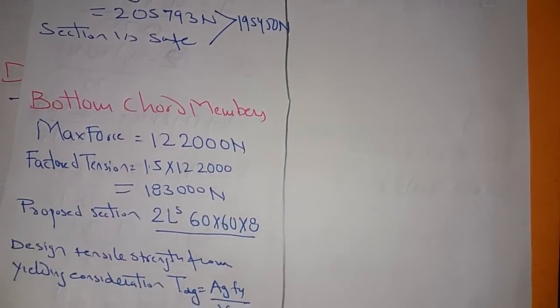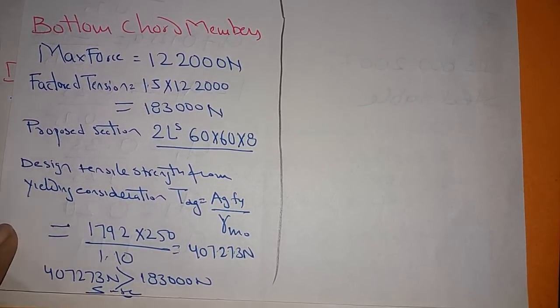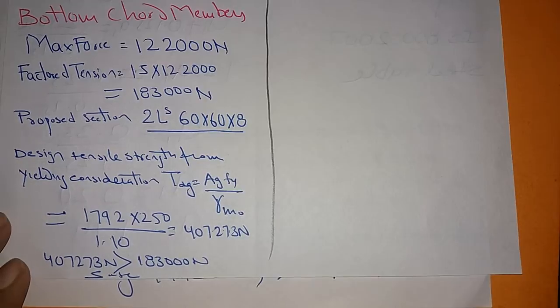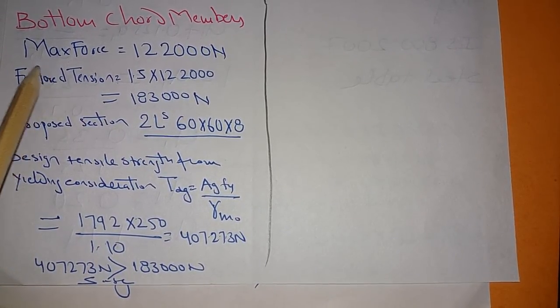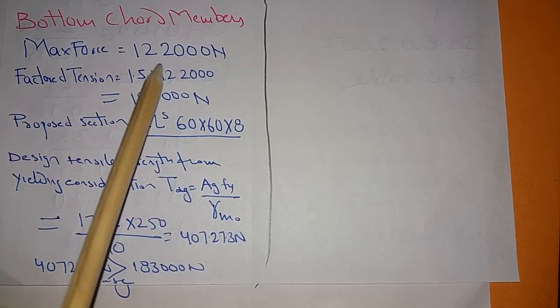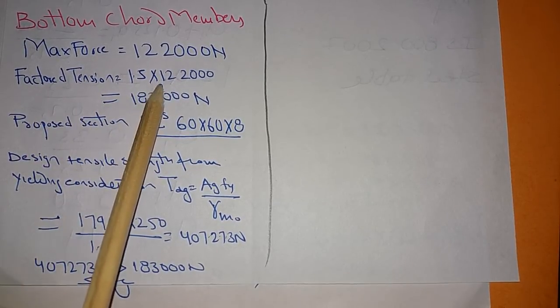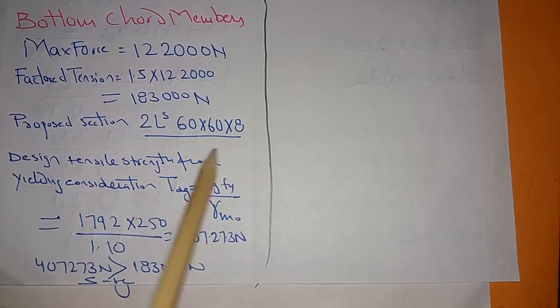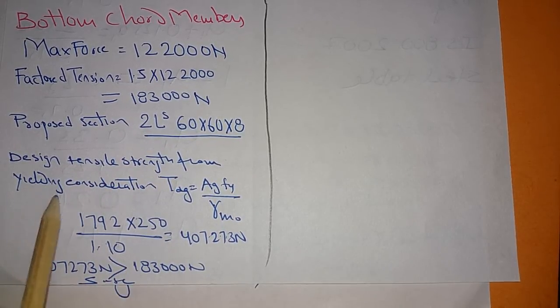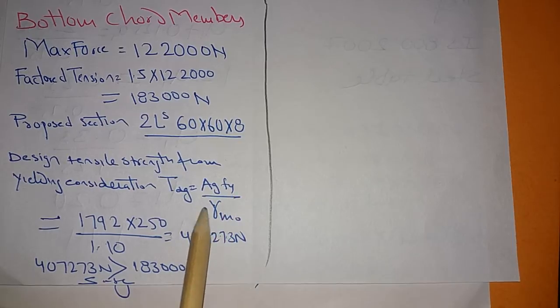Now design for bottom chord. As you know, bottom chord is under tension, so design it as a tension member. Choose a member which has maximum force, so factored tension. Then proposed section, let's say the same proposed section can be proposed. So design tensile strength from yielding consideration. The formula is gross area into Fy upon gamma m. Gross area comes from steel table, Fy and 1.1 gamma.